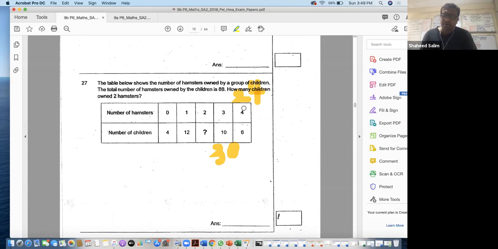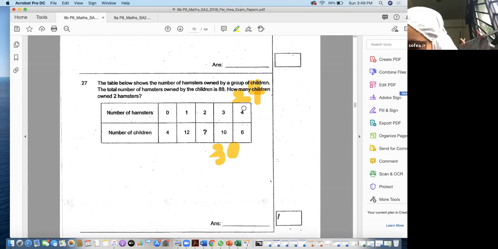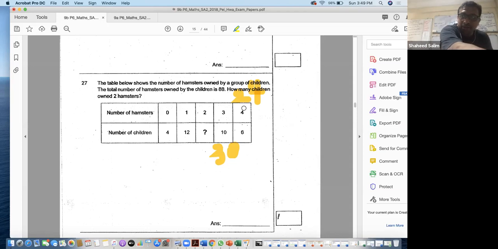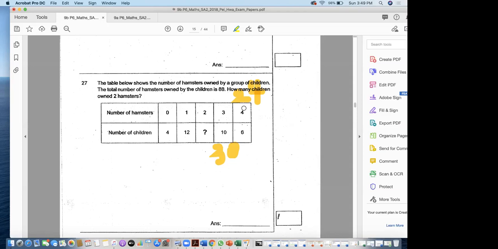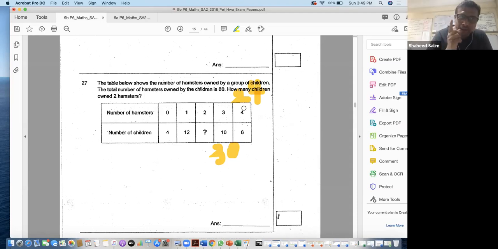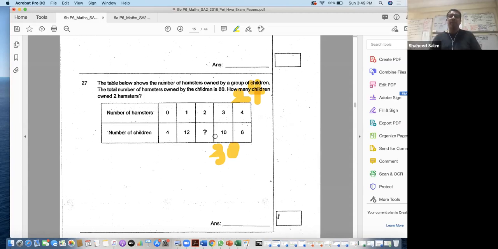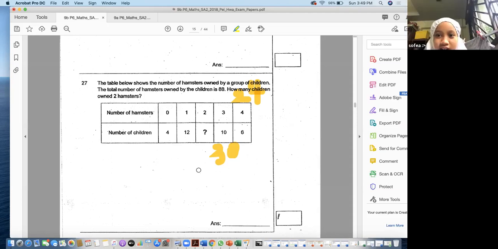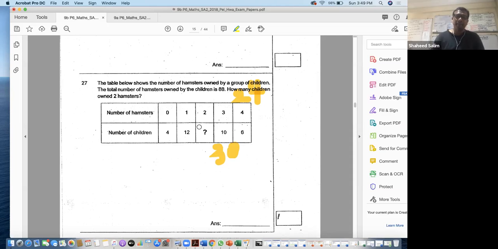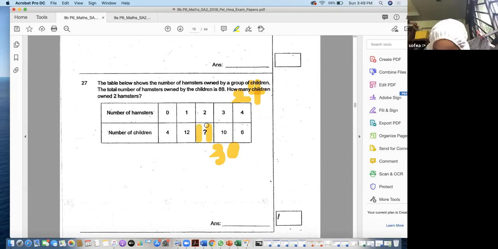Okay, we go through shortly. Shafika, what about you? What's the answer? I got 22. 22 is correct, but that's the number of hamsters. How many children are there? The number of hamsters in this category is 22. So 22 hamsters is owned by what number of children? Is it divided by 2? Yeah. 11. 11 times 2 gets 22.